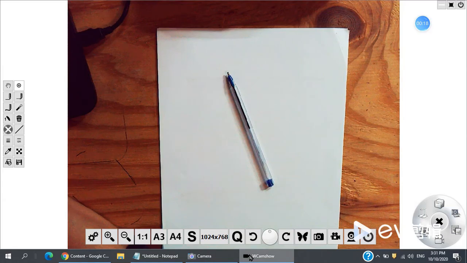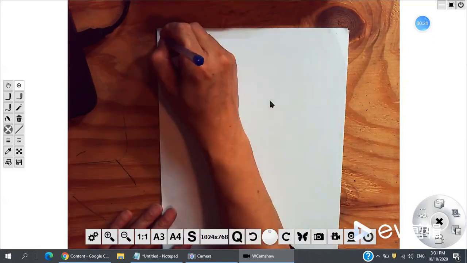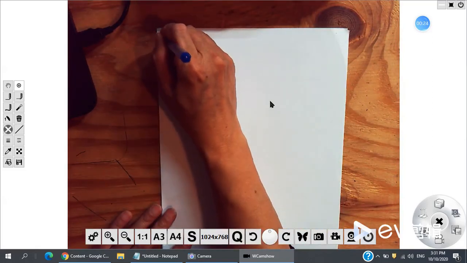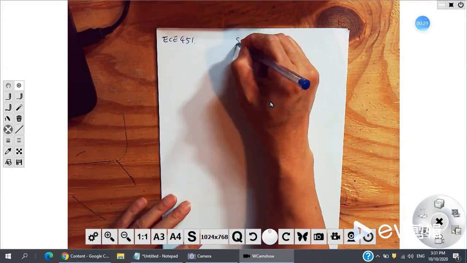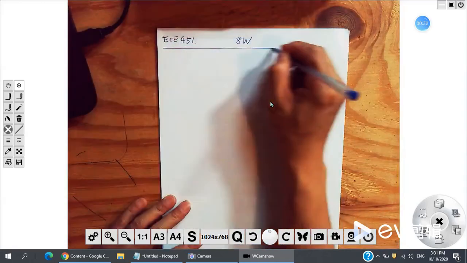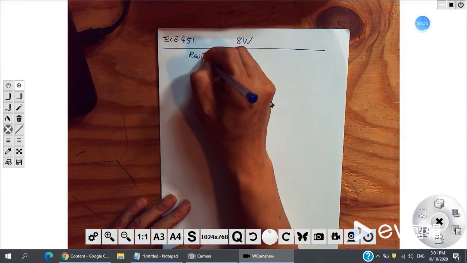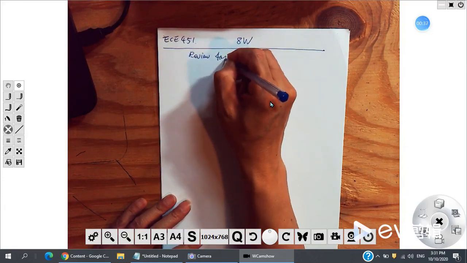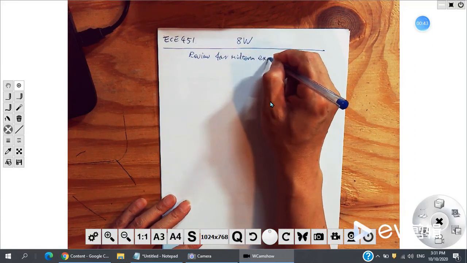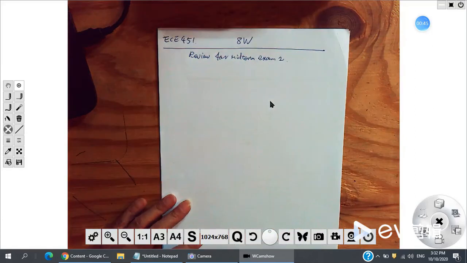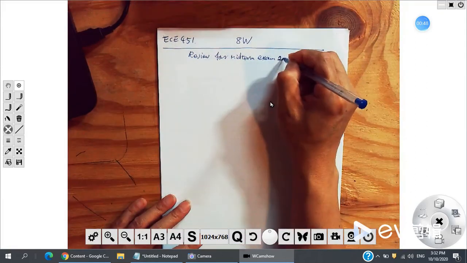Today we will have a review for the second midterm exam. This is for the 8th week, Wednesday's class, the review for midterm exam 2.